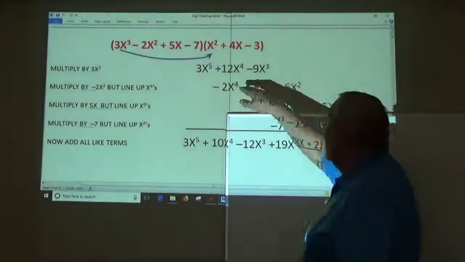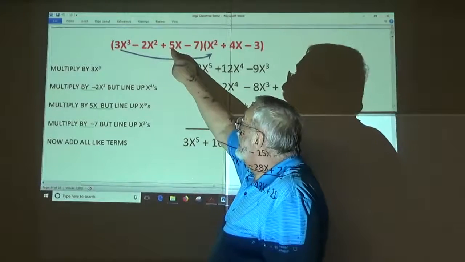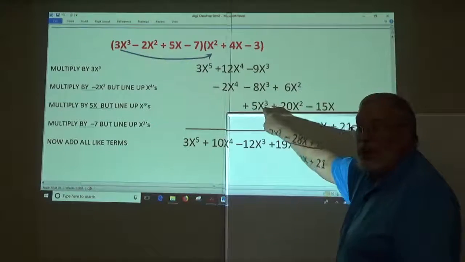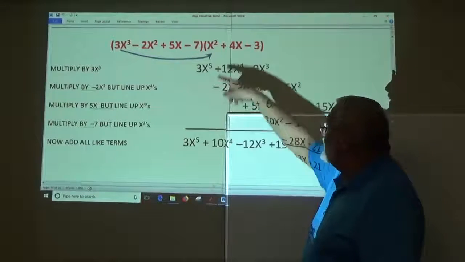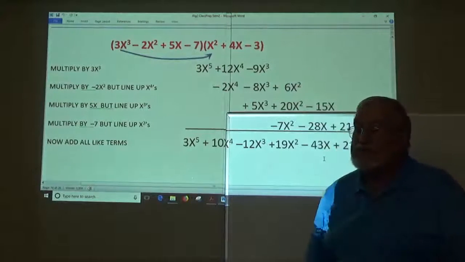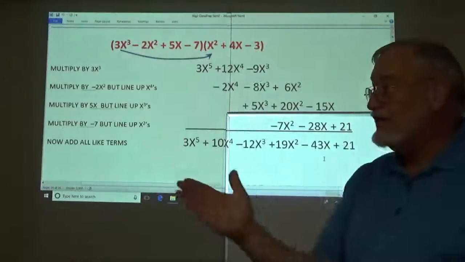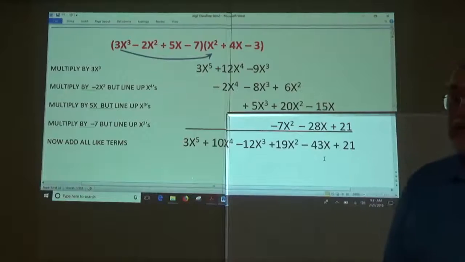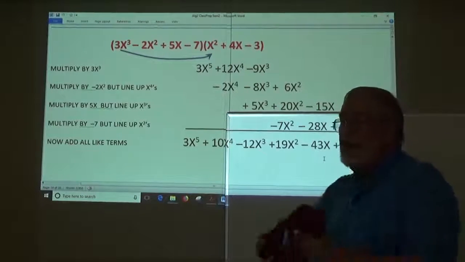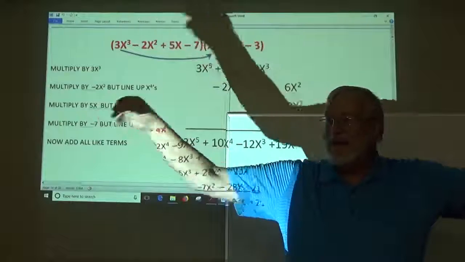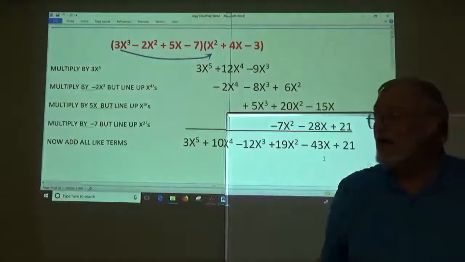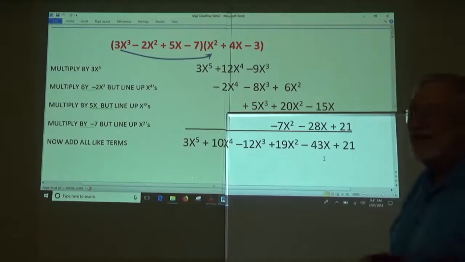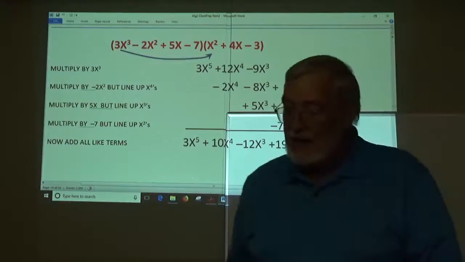Right? And then I'll finish that out. And then when I go 5x times x squared, that's 5x cubed, that'll end up in the cube part. And then these offset will all line up so that your like terms are in the same column, which makes the answer much easier to find. The other alternative is to make this long list and then have to circle the ones that are common terms, which to me is really crazy. Okay? So that's offset multiplication.